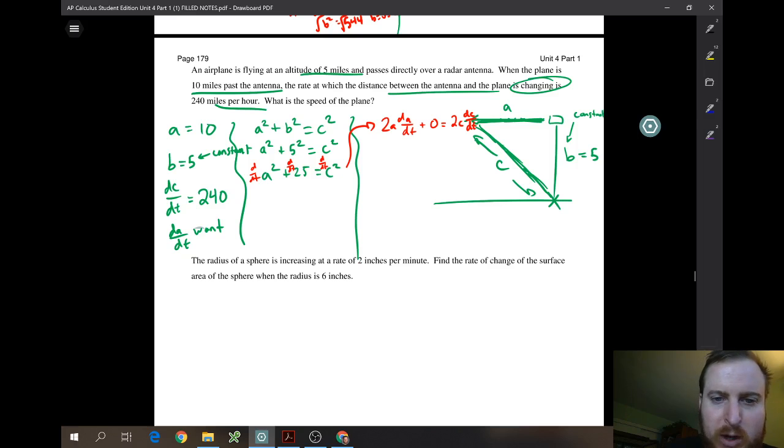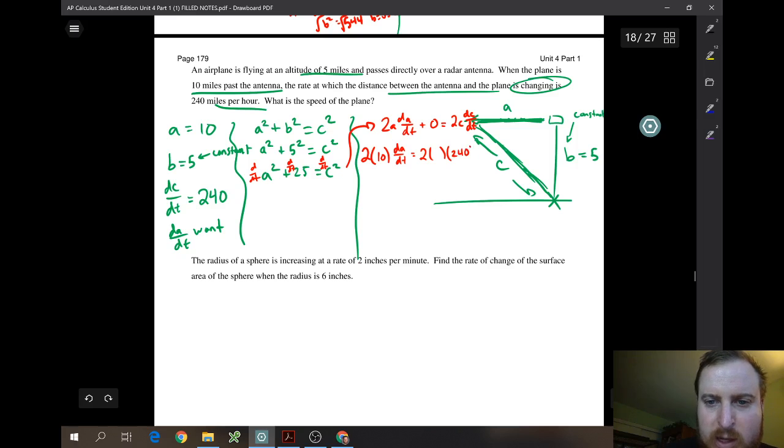Now we can go ahead and start plugging in. 2 times for a, we're going to get 10. For dA dt, we don't know that. That's what we want. So actually, I'm not even going to worry about trying to plug something in because that's what we're trying to solve for. Equals 2. Now, C we don't know, and dc dt we know is 240. So this helps me realize, hey, what is it that I need to do next? So next we need to solve for c.